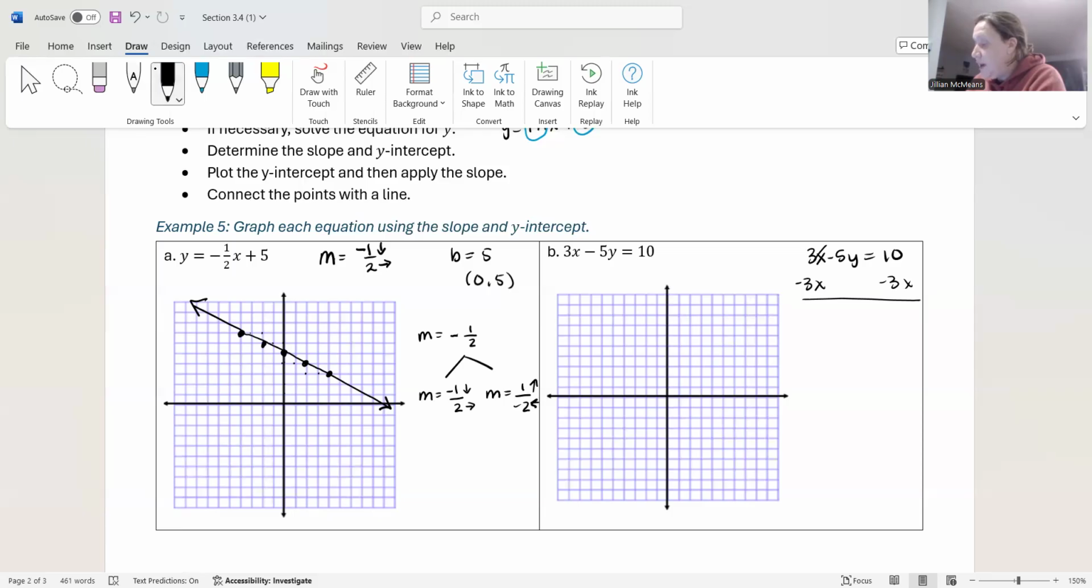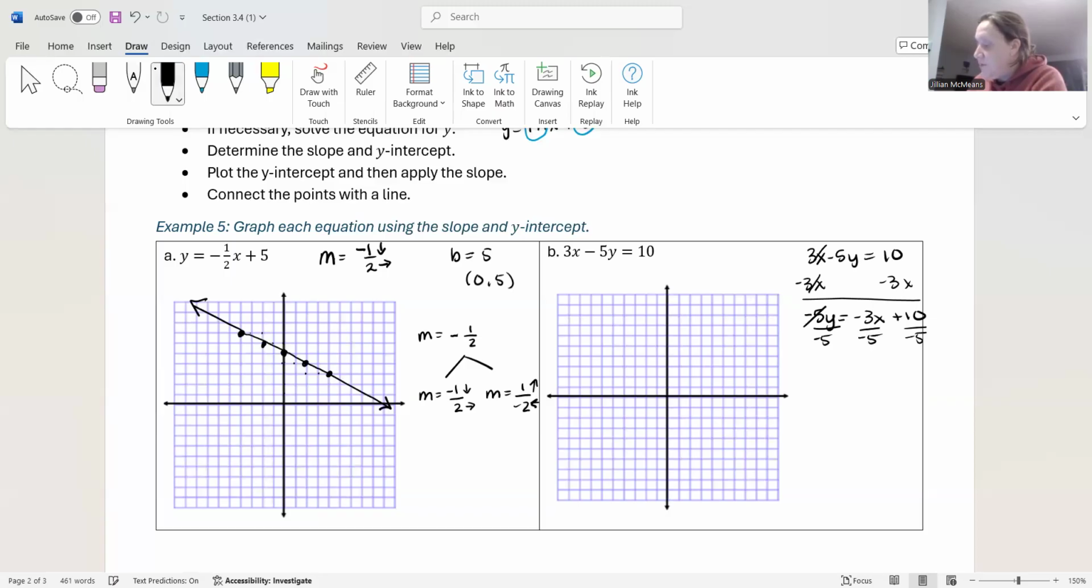So on the left, 3x minus 3x is just 0. So that leaves me with negative 5y. And then on the right, I'm always going to put my x term first and my constant second. So I'm going to write the right-hand side as negative 3x plus 10. Okay? And then once you get it settled like that, you want to divide each term by the coefficient of y. So I'm going to divide each term by negative 5.